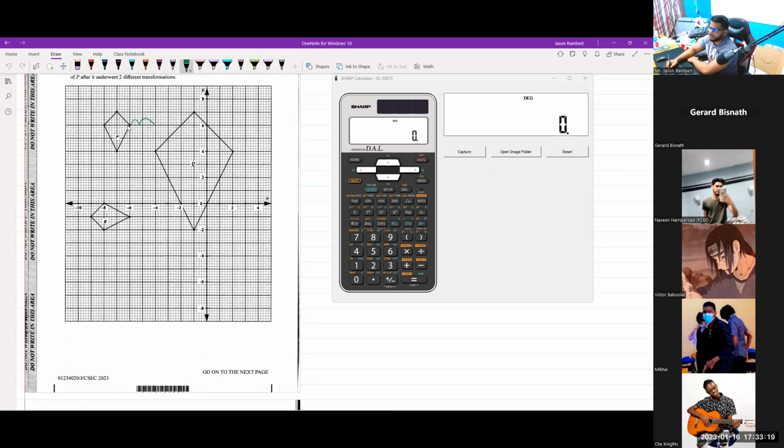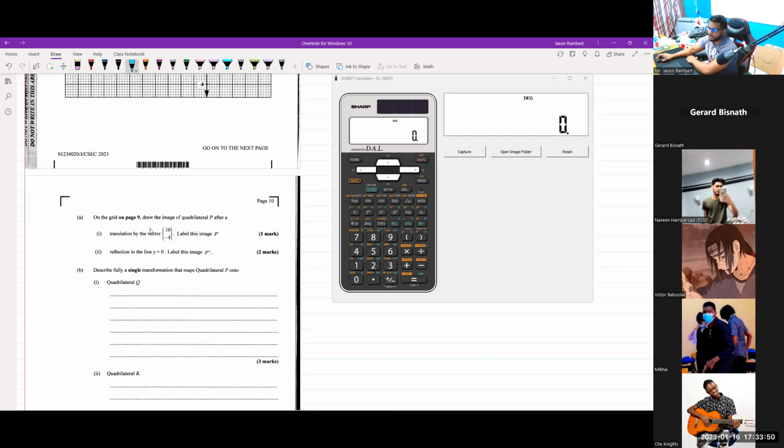1, 2, 3, 4, 5, 6, 7, 8, 9, 10. And 4 down. 1, 2, 3, and 4. So this is this vertex here. So from here, you went down, and you went down 2, and you went down. Look at that. Yes, sir.